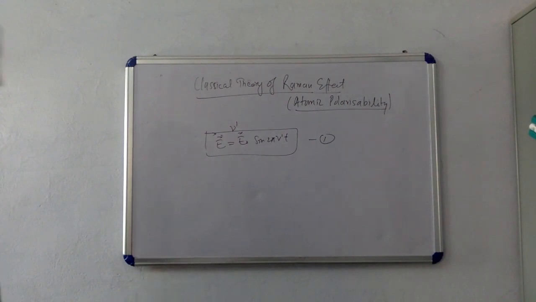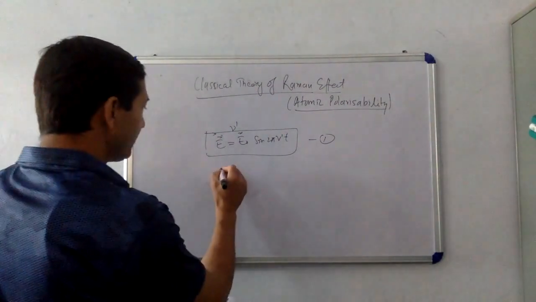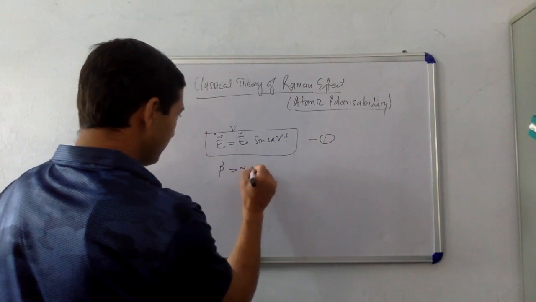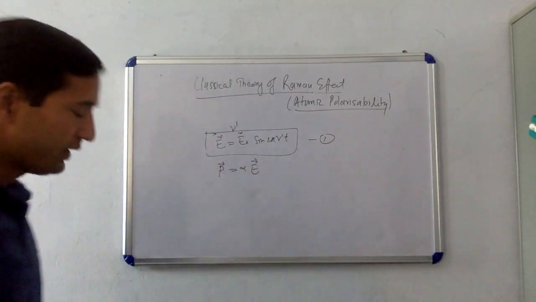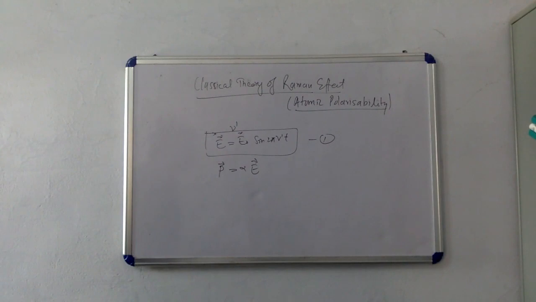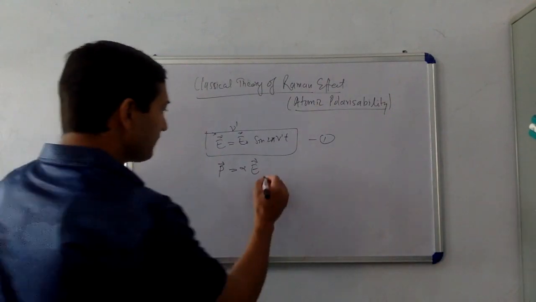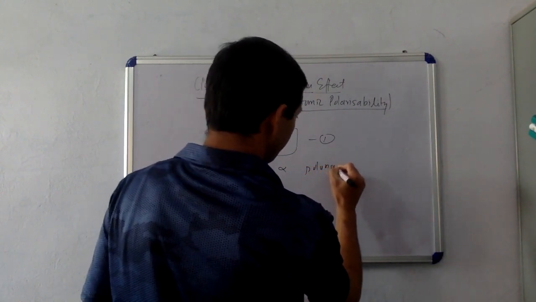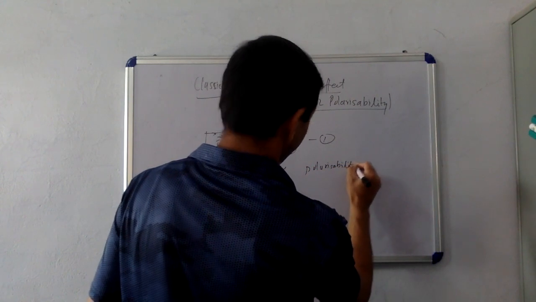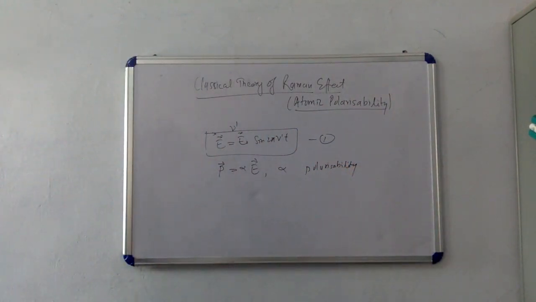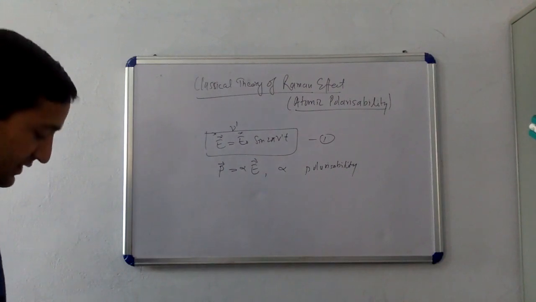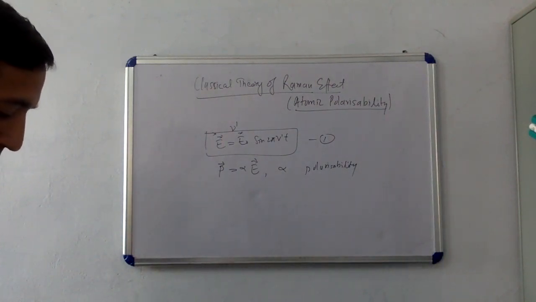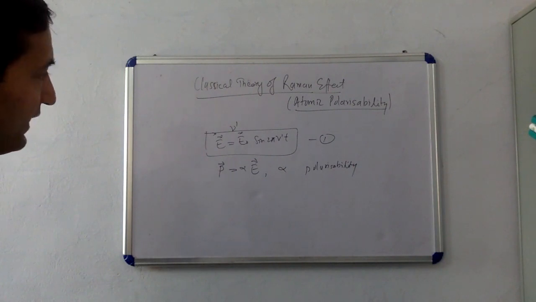And it induces the dipole moment. P is equal to alpha E, where E is equal to E naught sine 2 pi nu prime t, and alpha is called the polarizability of the molecule. Now this molecule behaves like a horizontal oscillator, and it radiates energy as an electromagnetic wave of frequency nu prime. This is called the Rayleigh scattering.